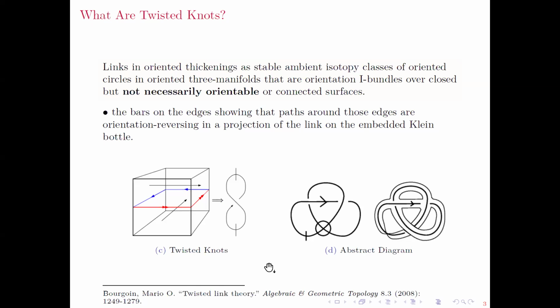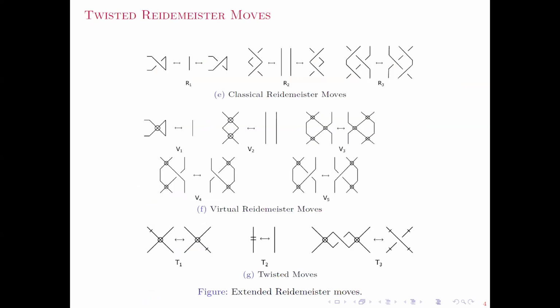On the right side, this is another concept, an abstract diagram, where you can see, because this is a ribbon-like structure, the ribbon is twisting near the bar. So the orientation is reversed. This gives us the idea that the knot is on a non-orientable surface. Now, today we will only talk about the diagrammatic side of twisted knots.